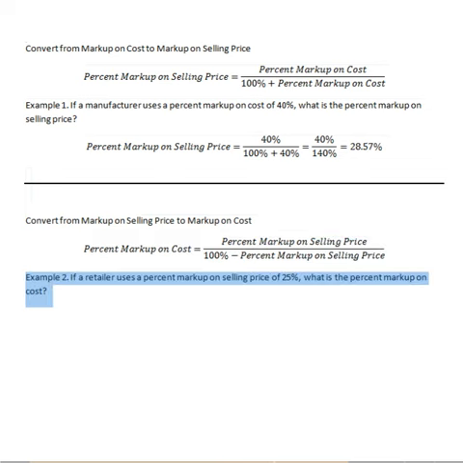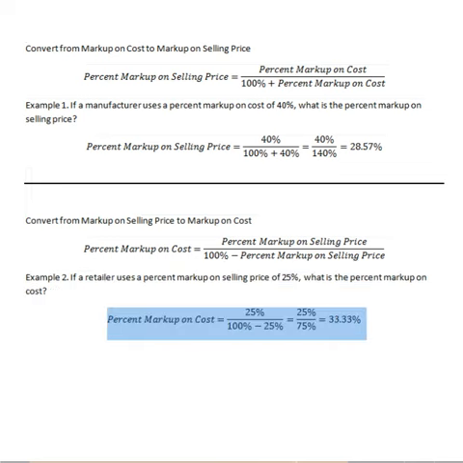Let's look at an example with this formula. So a retailer uses a percent markup on selling price of 25%. What is the percent markup on cost? We plug it into the formula. 25% divided by 100% minus 25% should be 25% divided by 75%, or 33.33%.